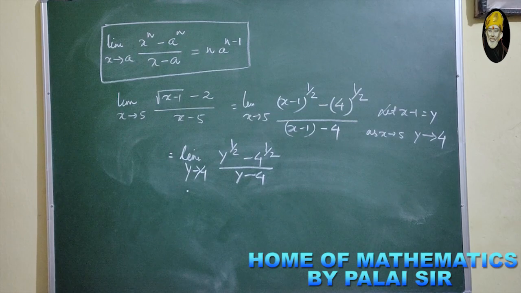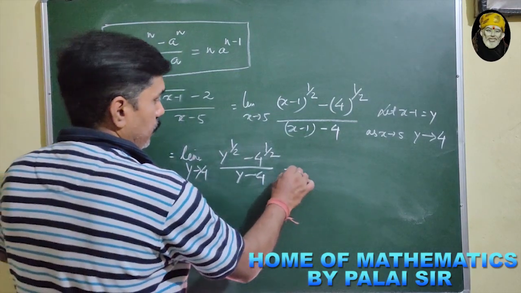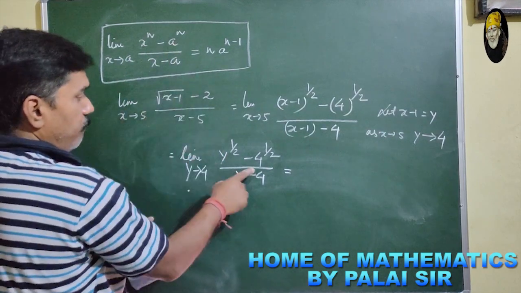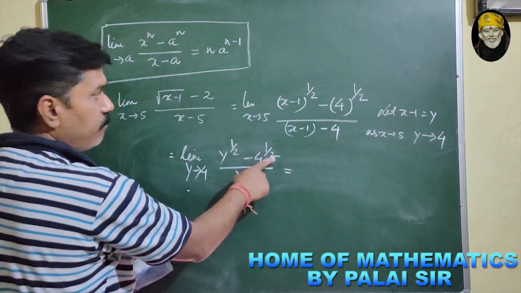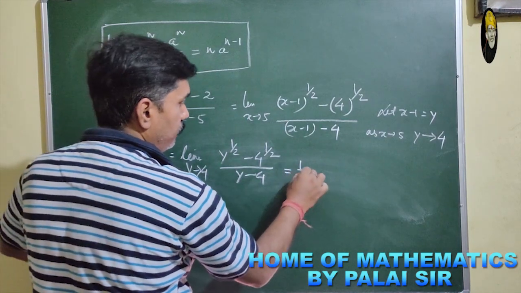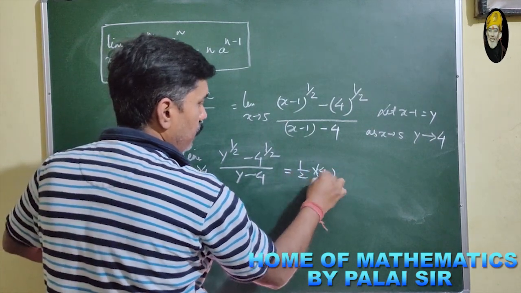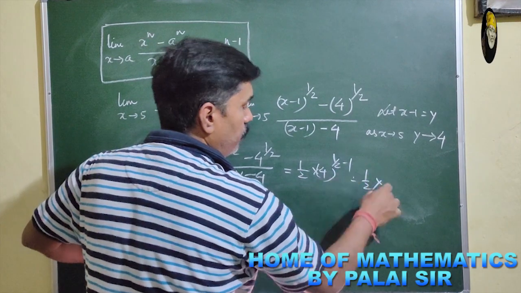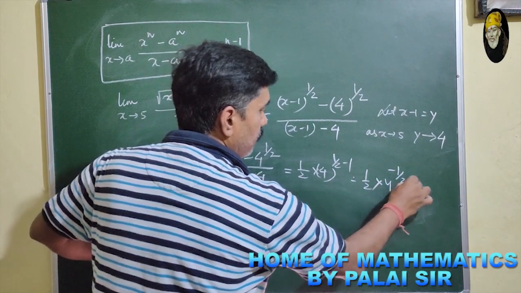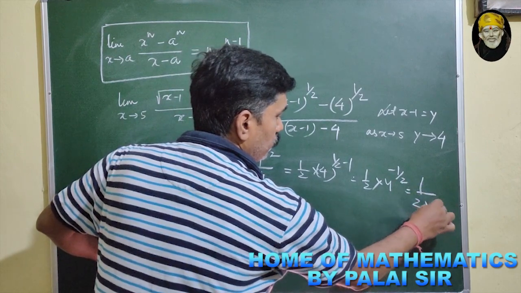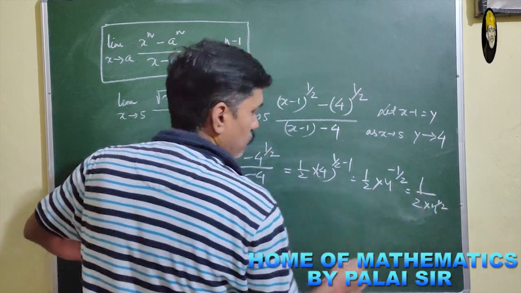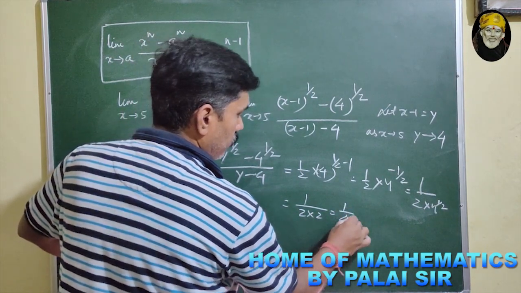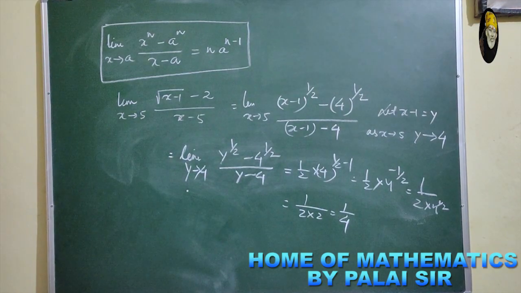So what are you adding? So this will be, you see it is complete in this form. In place of x, y is here. In place of a, 4 is there, and the value of n is half. Use the formula, half into 4 to the power half minus 1. So it will be half into 4 to the power minus half. So this is 1 by 2, 4 to the power half. So what will be its value? 1 by 2 into 2. This is 1 by 4. Clear?